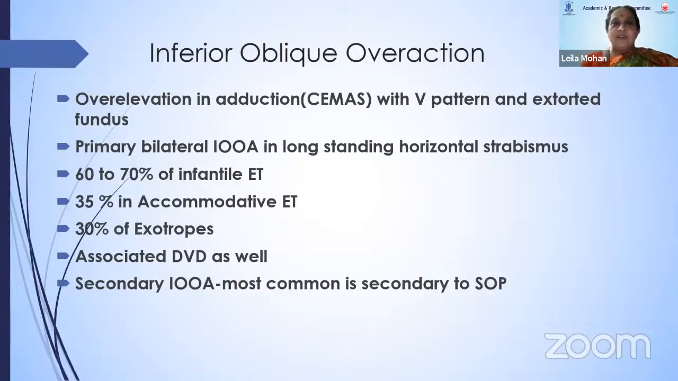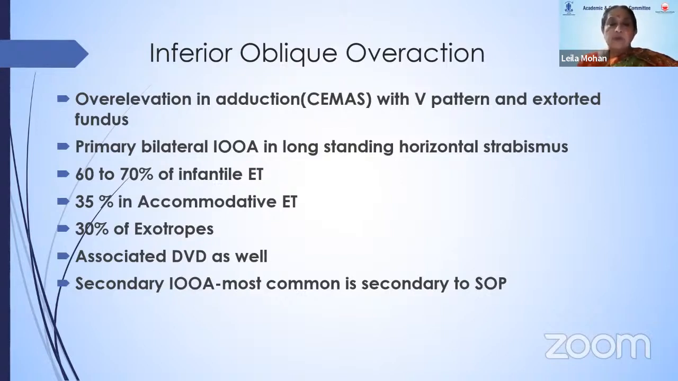Yes. Okay. So inferior oblique overaction, or over elevation in adduction as termed by Sima's classification, presents with a V pattern and extorted fundus. Primary bilateral inferior oblique overaction is seen in long-standing horizontal strabismus. It's not uncommon in infantile strabismus, infantile essential esotropia, where 60 to 70% can present later with inferior oblique overaction, and 35% in accommodative esotropes, 30% in exotropes, and associated DVD as well may be there.